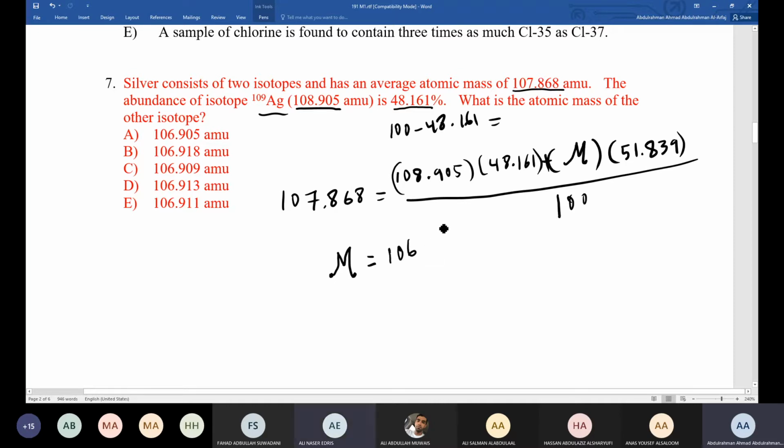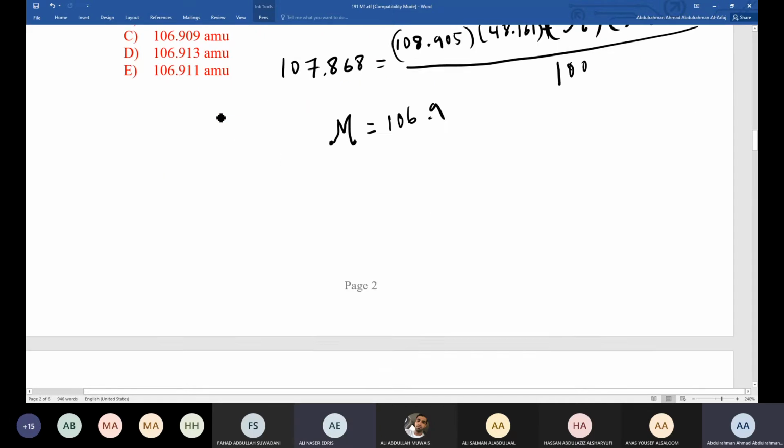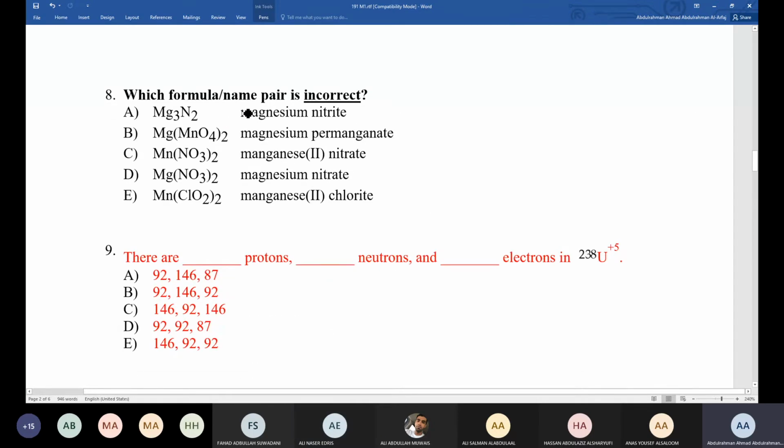106.905. Yes. Good. Which formula and name pair is incorrect? What's the name of this compound? Magnesium nitrite. What's wrong with this name? Nitrite should be ate instead of ite. Exactly, ate. The only problem.